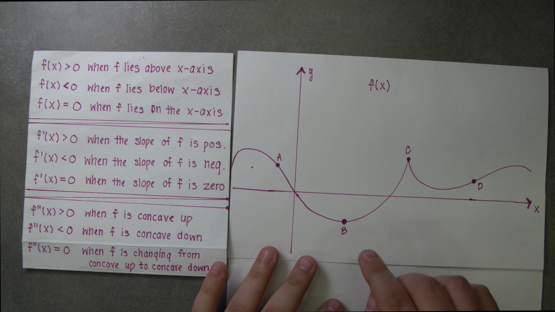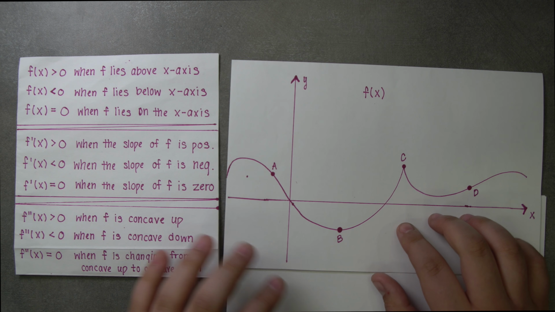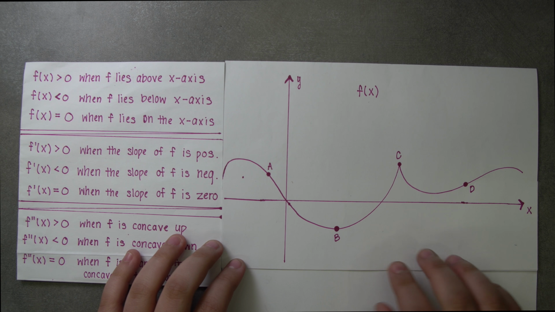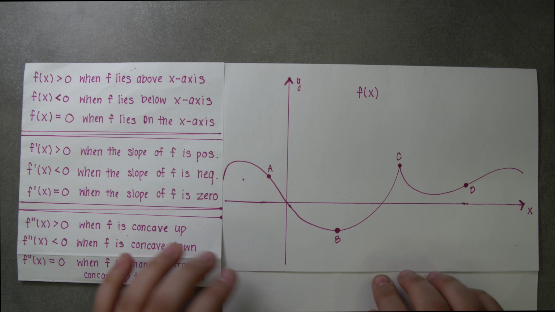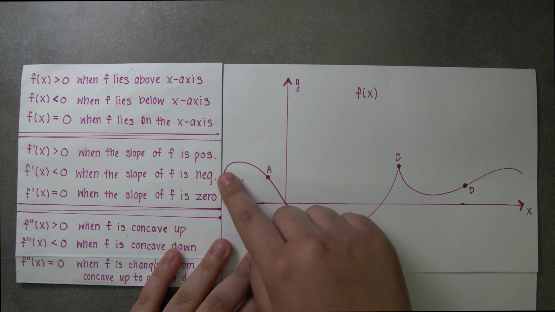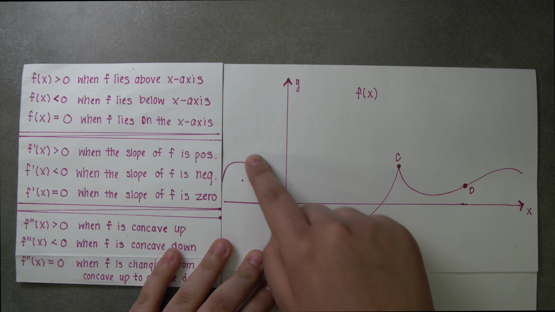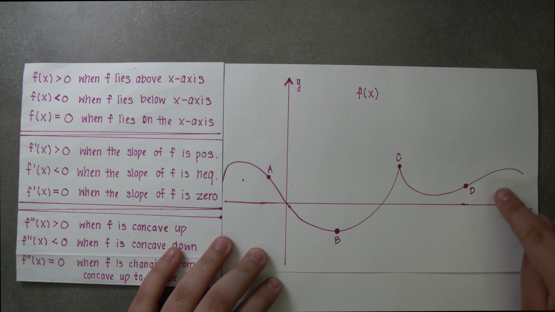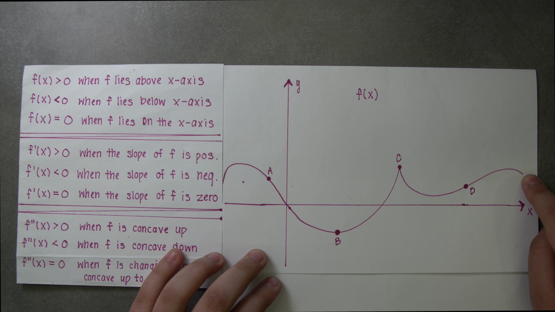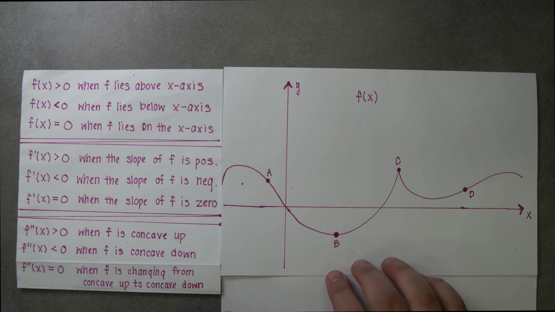And then f double prime of x is negative when f is concave down. So for instance, this interval right here, you have a giant old grumpy face. And so that's where f double prime of x is less than 0, so negative. And then here you have a slight negative concavity too. So you have your concave down there.